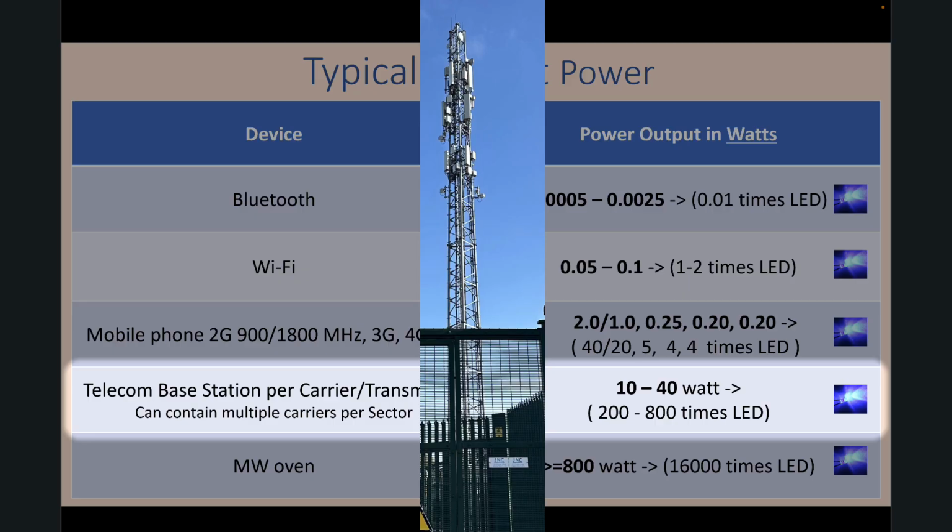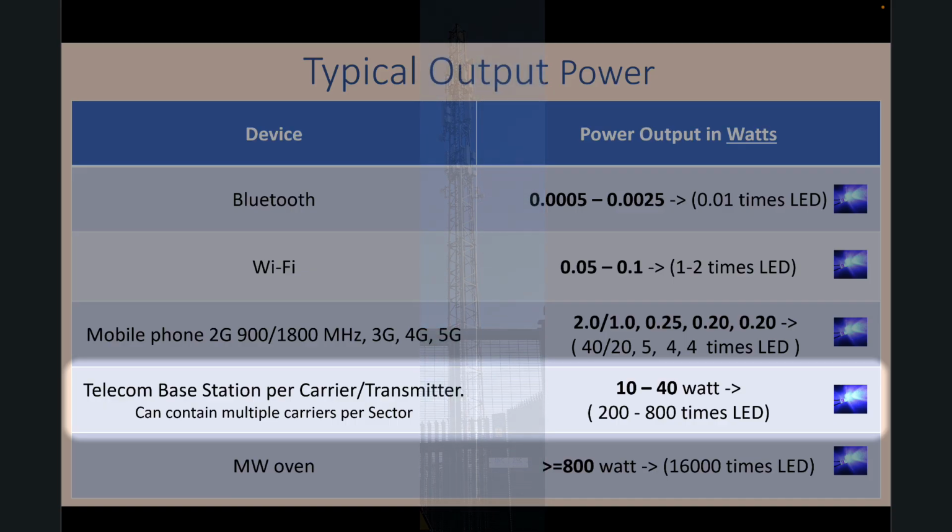The transmitted power of a base station can be from 200 to 800 times the power of a blue LED, which is quite high for a human body, especially if you are located very close to the base station and at the same height as the base station sector antenna. One more important thing is that the output power mentioned is only for one sector antenna, one frequency and one technology like 2G, 3G, 4G and 5G.